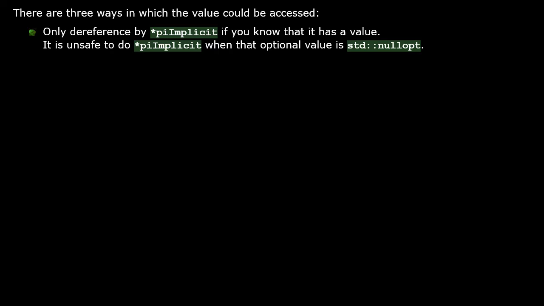There are 3 ways in which an opt pointer's value could be accessed. Analogous to programming with an ordinary pointer, you could access the value by dereferencing, but only use the dereference operator if you know that it has an actual value, because that's unsafe to do if it might have the null value.